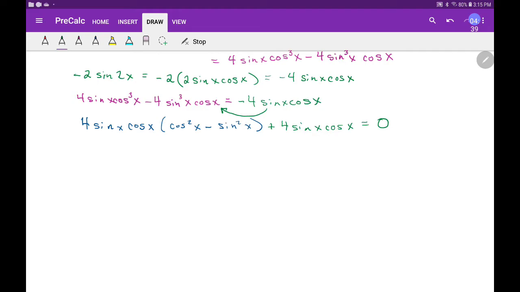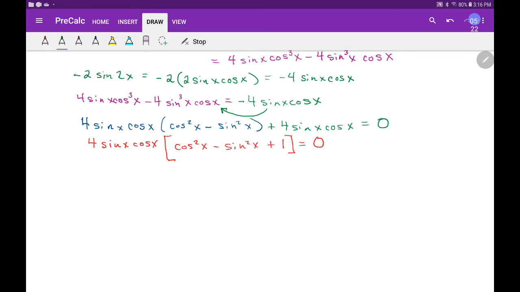And now, let's see, what can we say? Well, we can further take this out, right? We can say 4 sine x cosine x times cosine squared x minus sine squared x. And this is just plus 1 now, right? Because I took the 4 sine x cosine x out, and when I take it out, I'm left with a 1 behind. Okay.